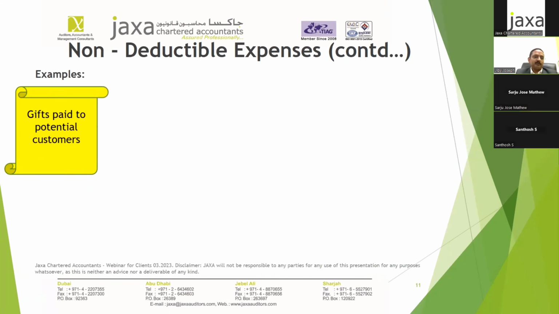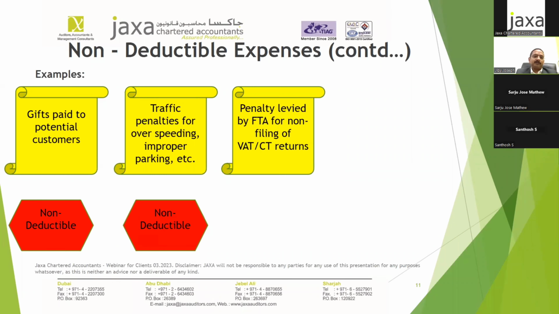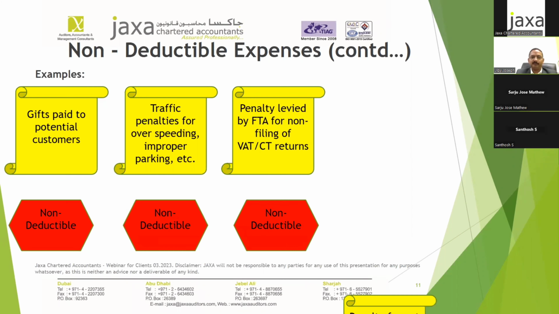One is gifts paid to potential customers. So this is a gift, and straight away this is a non-deductible expense. Another case is a traffic penalty. Again, a penalty for violation of law, and hence non-deductible. Then a penalty levied by FTA for non-filing of VAT or corporate tax return. Again, it is a penalty against violation of law, so non-deductible.